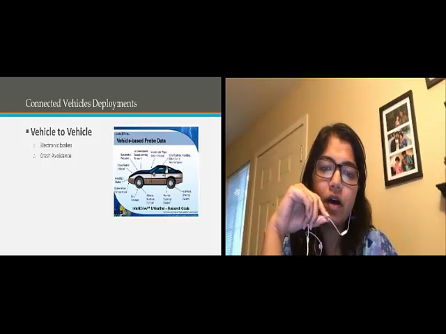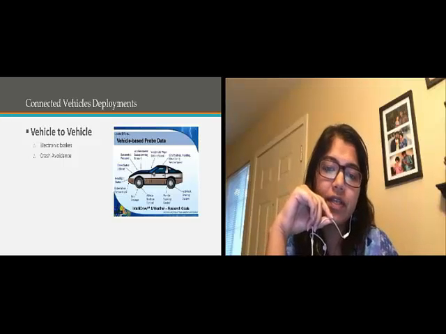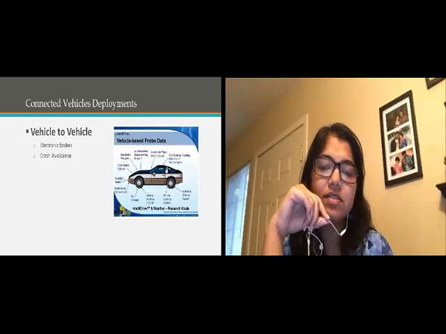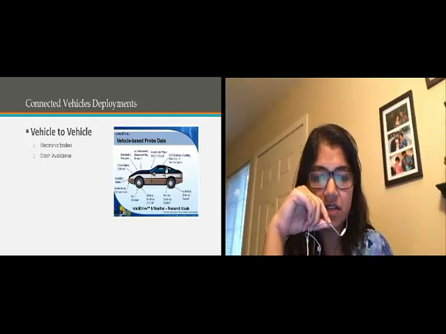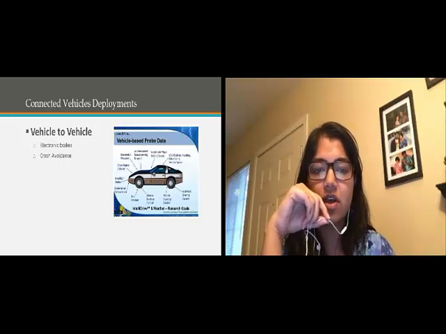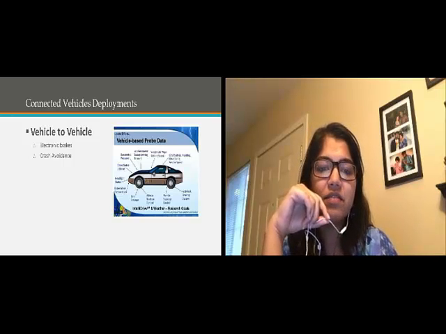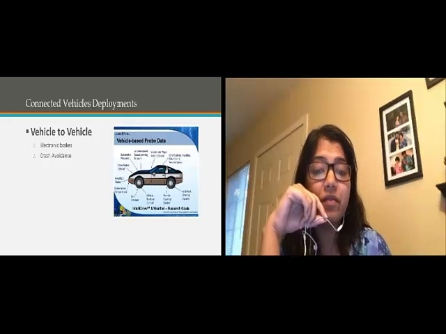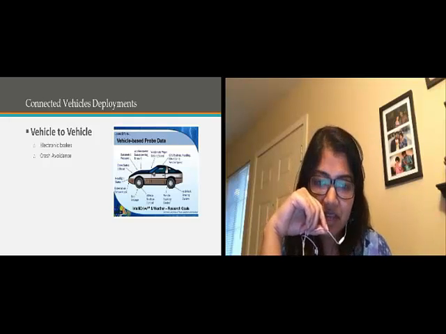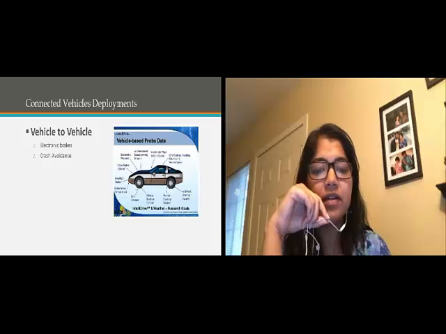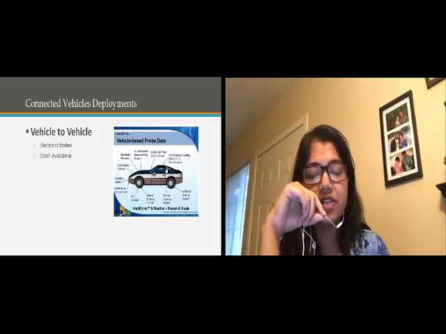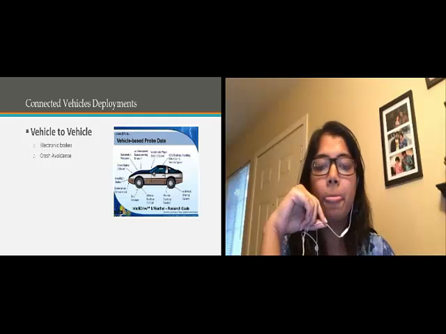So what kind of warnings does it share? We can look into that: the forward crash warning, emergency brake light, and if someone is in the blind spot area, it's called the blind spot warning, or the lane change warning, or the intersection assist, or do not pass warnings. All these warnings are given by interacting with other vehicles, or when a vehicle ahead is applying the brakes suddenly. So on the road the cars talk to each other, and as I mentioned, they automatically transmit all this information to each other.